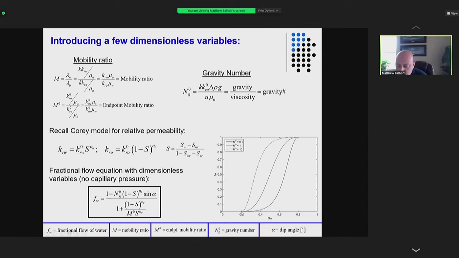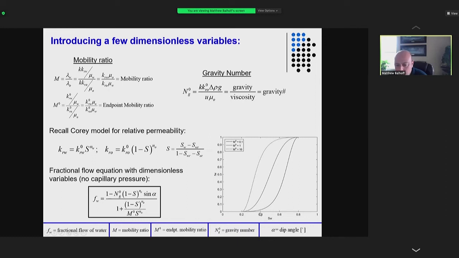When the water saturation is 0.2, the residual water saturation, the fractional flow of water is always zero. It doesn't matter what the mobility ratio is. Water doesn't move and it's zero. And then when it's 1 minus SOR, it's 100%. But in between is a little bit different. So take 0.4, for example.